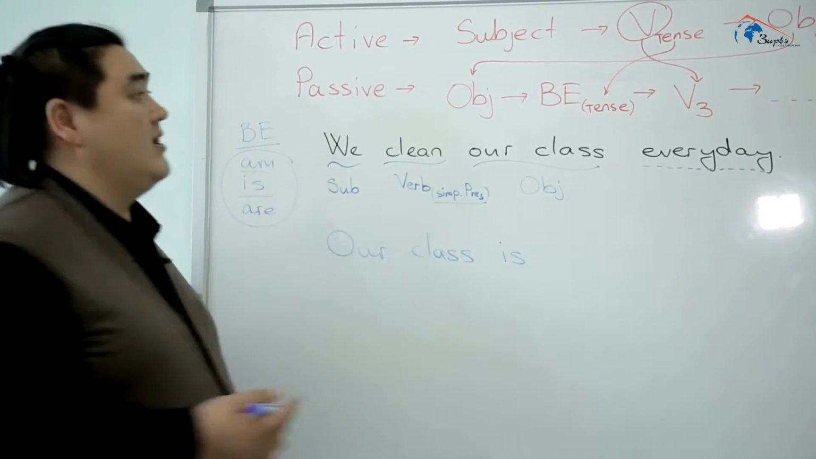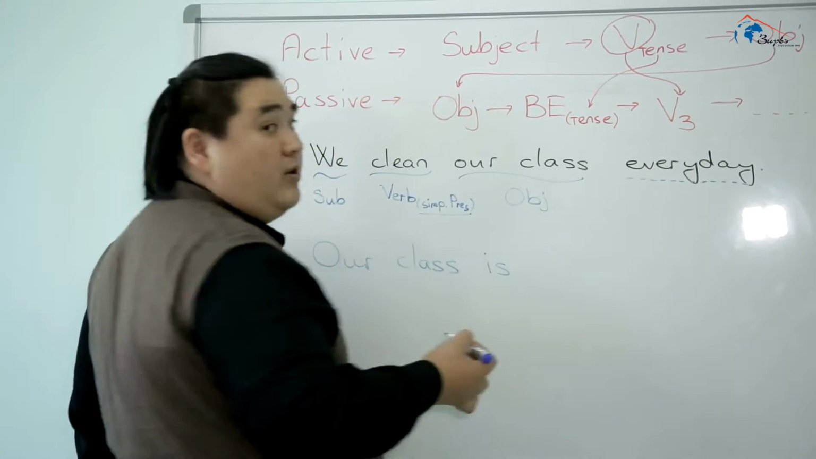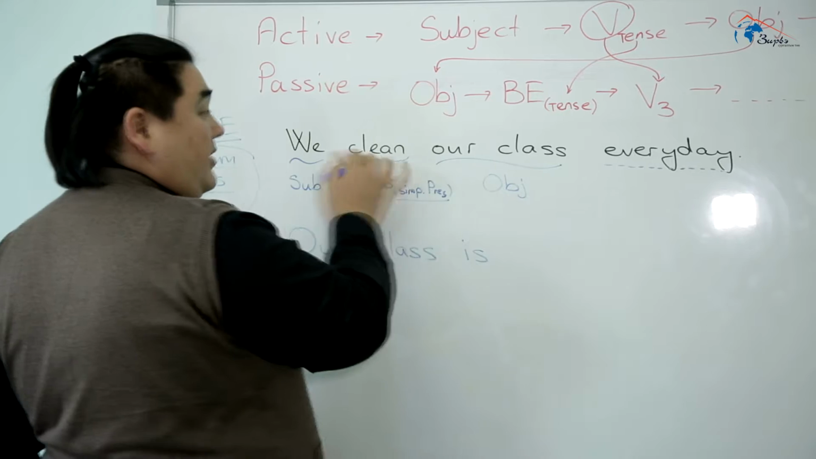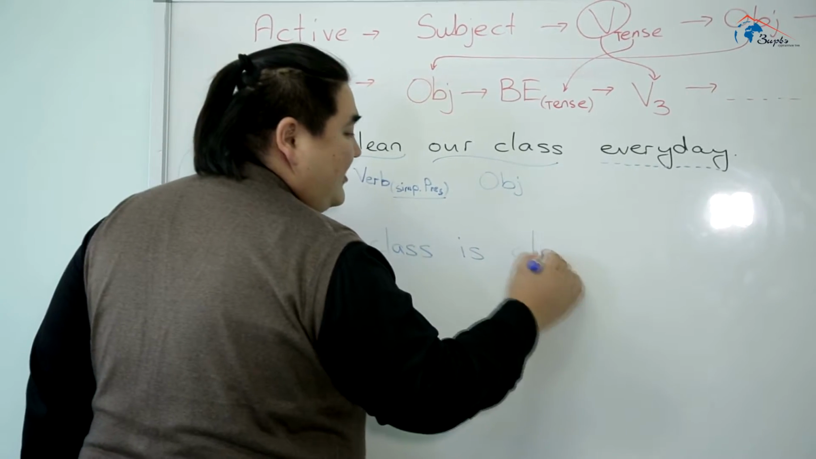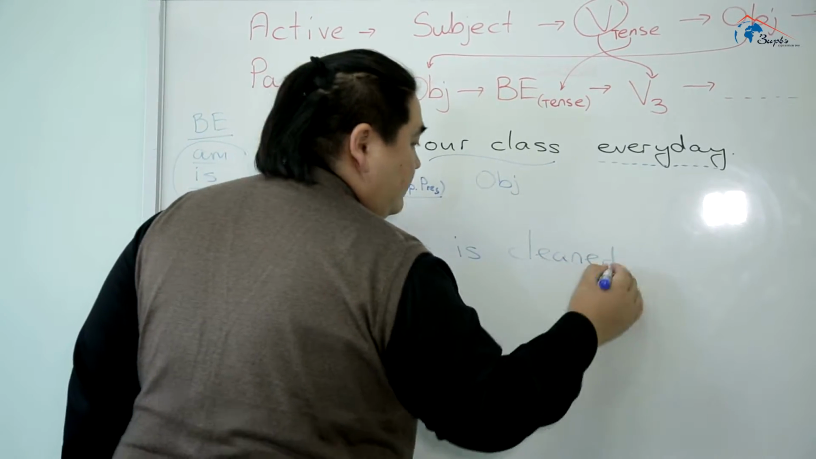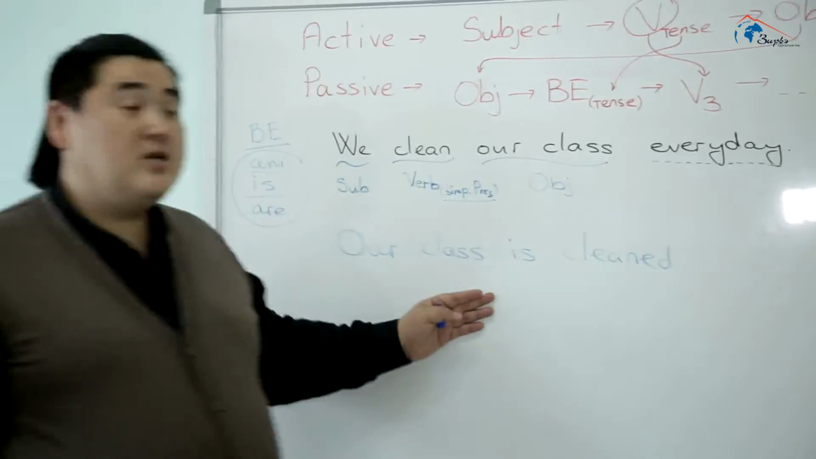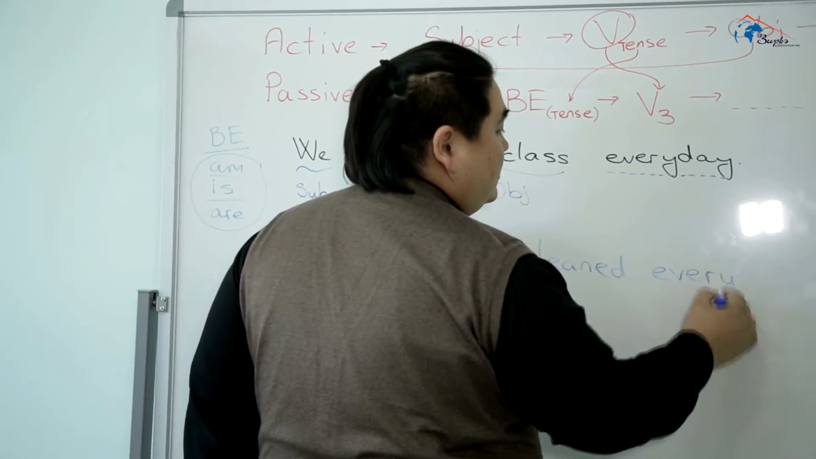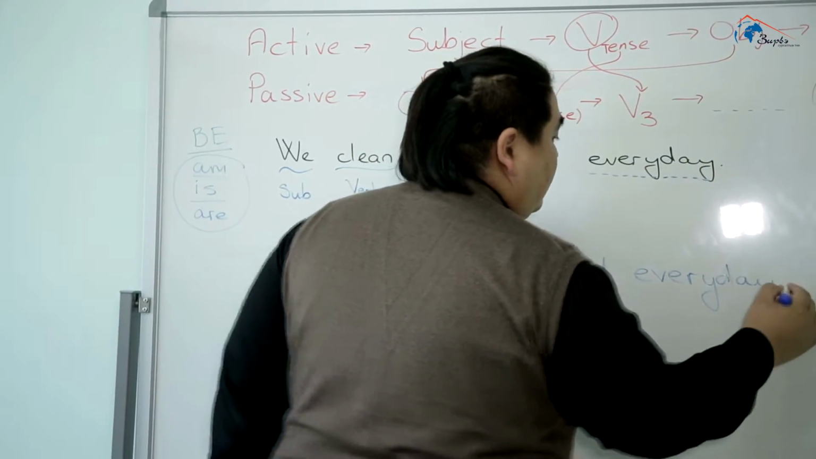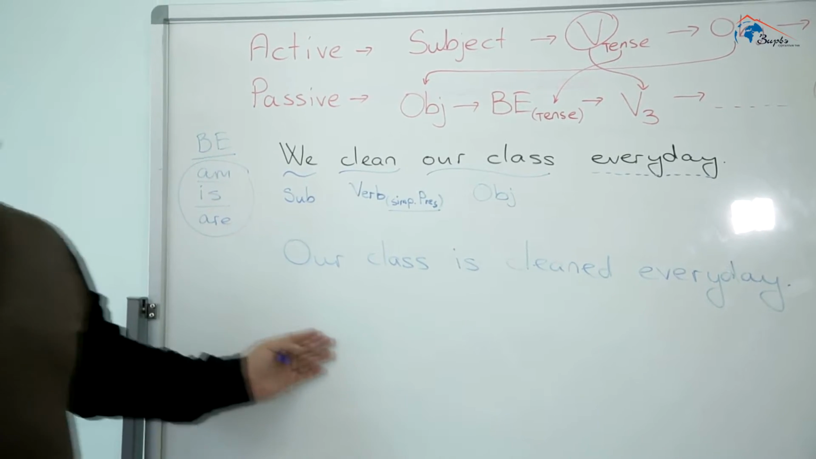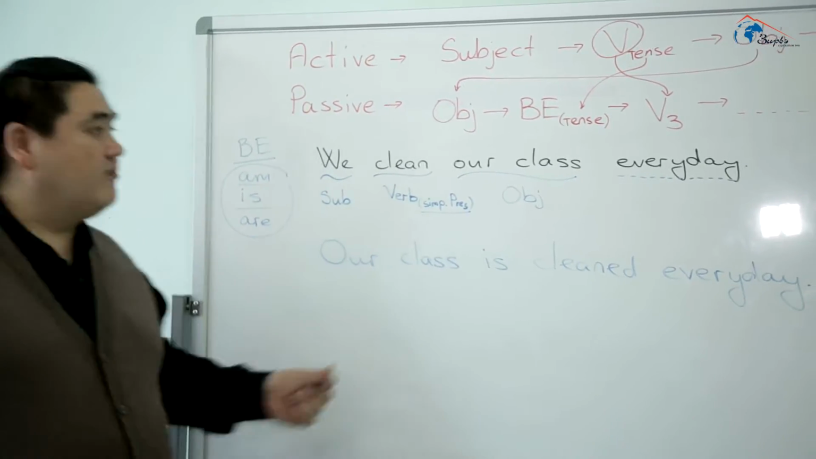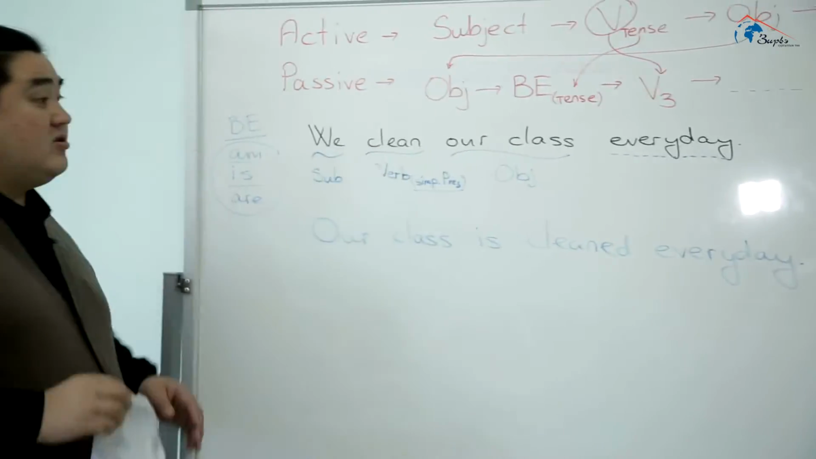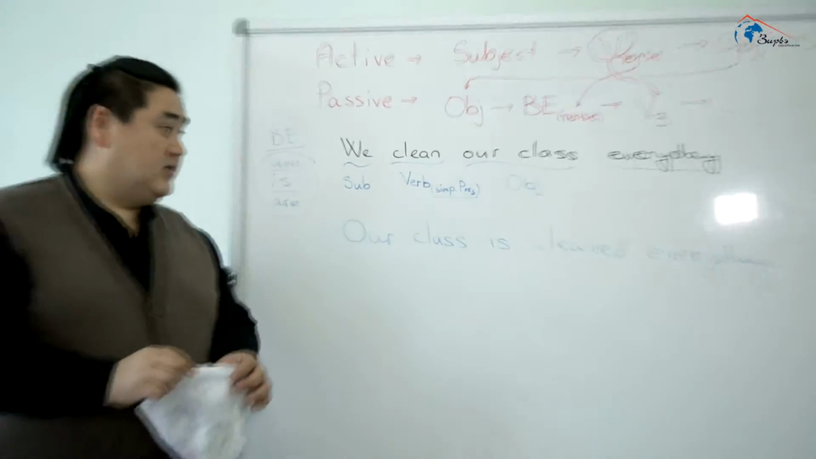Our class is. And then we're going to have verb 3, that means the past participle of the verb clean. So it becomes cleaned. Our class is cleaned, and anything extra comes to the end of the sentence. That means our class is cleaned every day. You see? So now I want to give another two sentences so that you can learn how to do it.